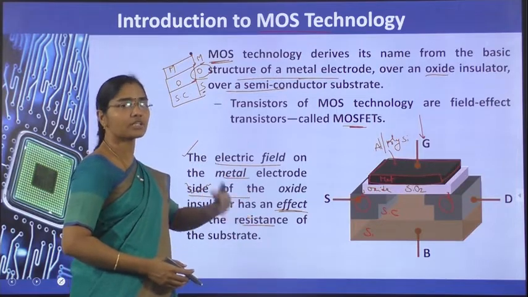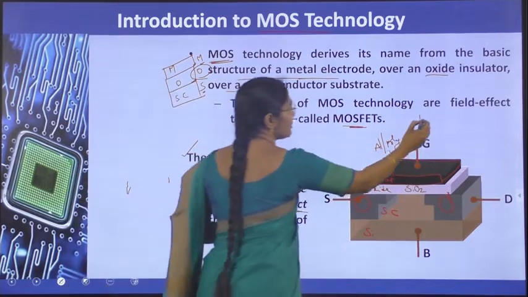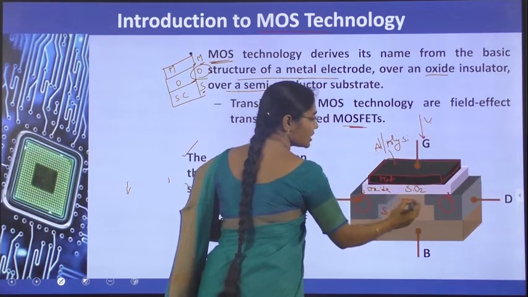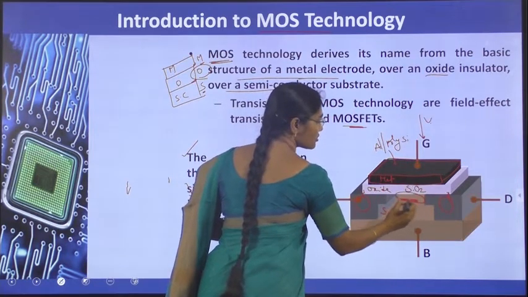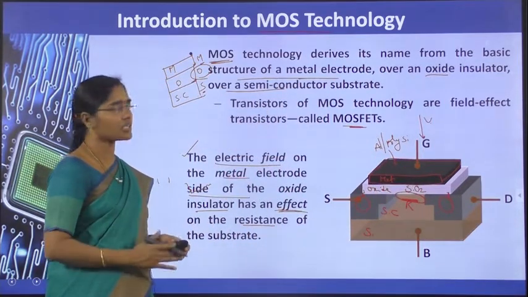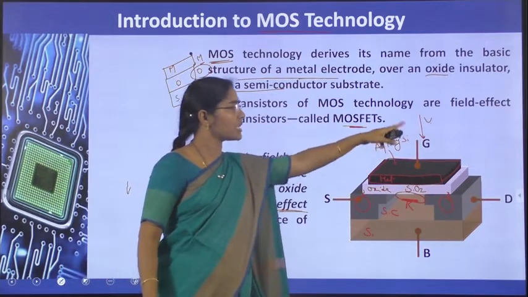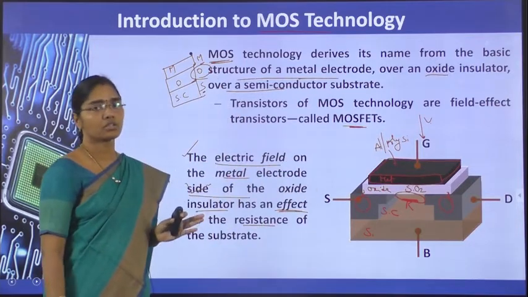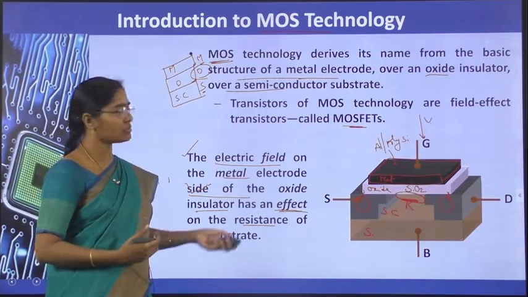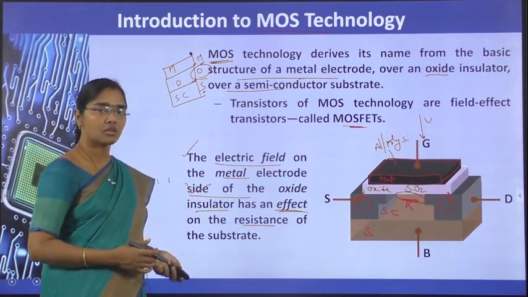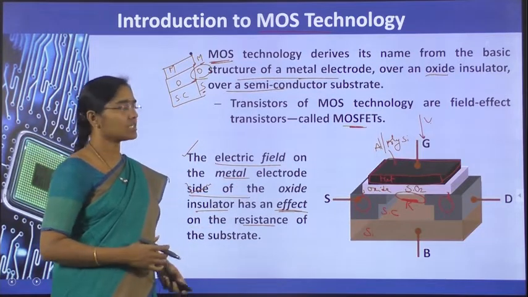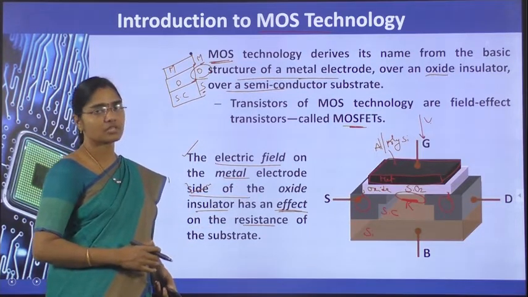That means the electric field on the metal electrode side of the oxide layer has an effect on the substrate resistance. So if I apply a voltage here, it affects the resistance of the substrate. Resistance will be increased or decreased based on the potential applied at the gate terminal. This is nothing but the capacitor action. Using this action, the MOS transistor is working. We will see the detailed working of this MOS transistor in later slides.